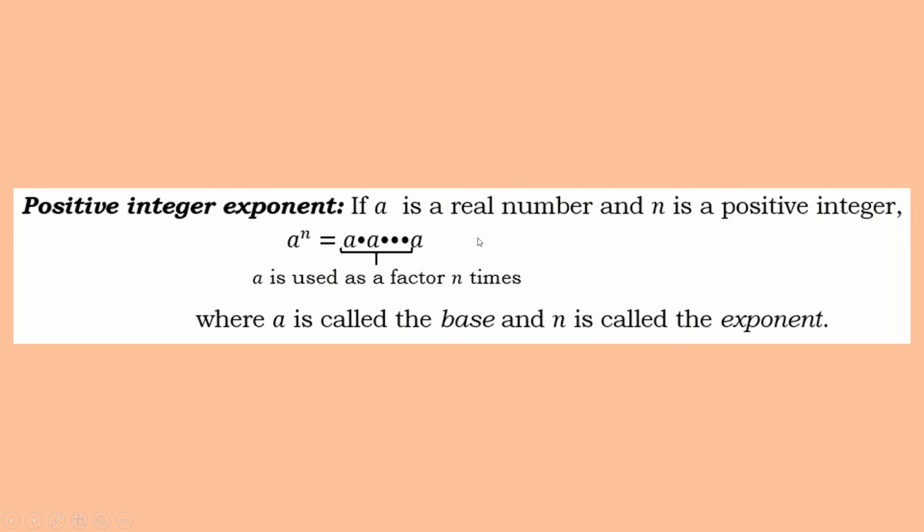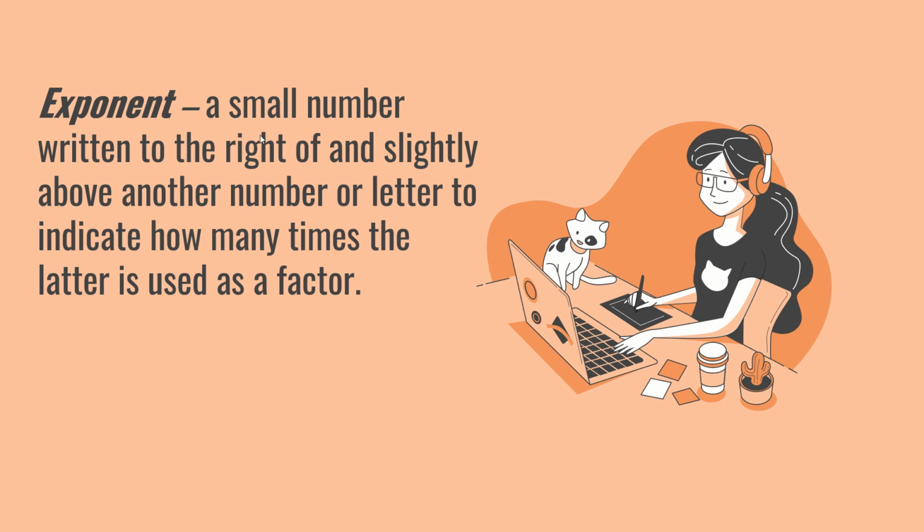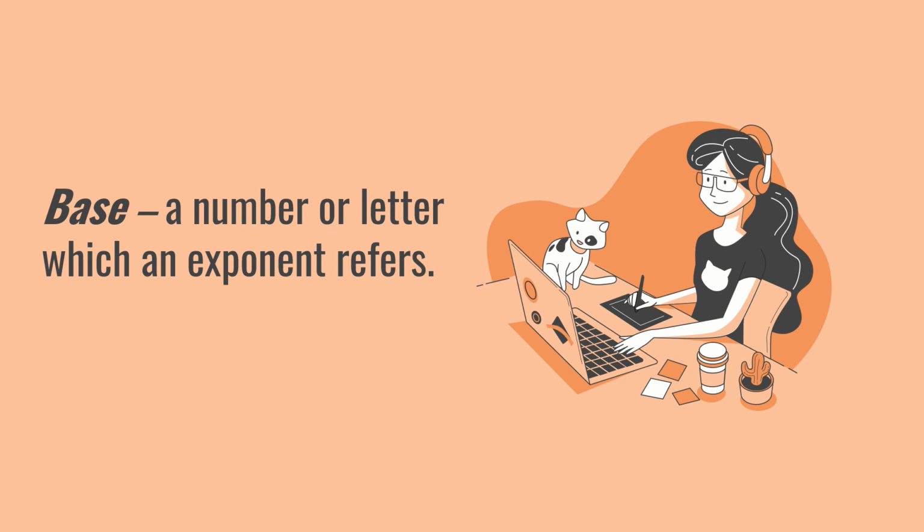So, for example, 2 raised to 3, so imong base 2, and you raise it to 3, so meaning katuluhon nimo i-multiply si 2. So, 2 times 2 times 2. Ingana ang positive integer exponent. We have here exponents, a small number written to the right of and slightly above another number or letter to indicate how many times the latter is used as a factor. So just like I said before, if we have here 4x raised to 5, so our exponent here is the 5.